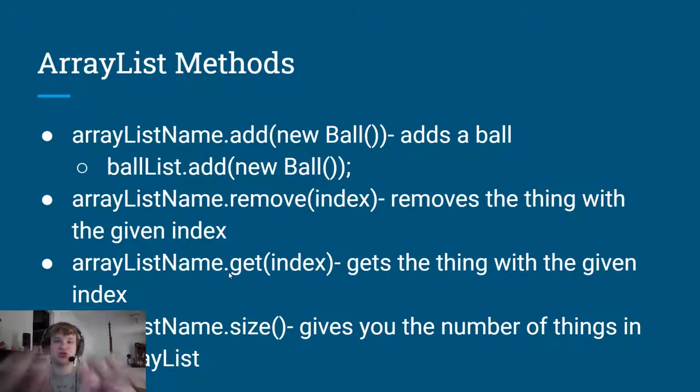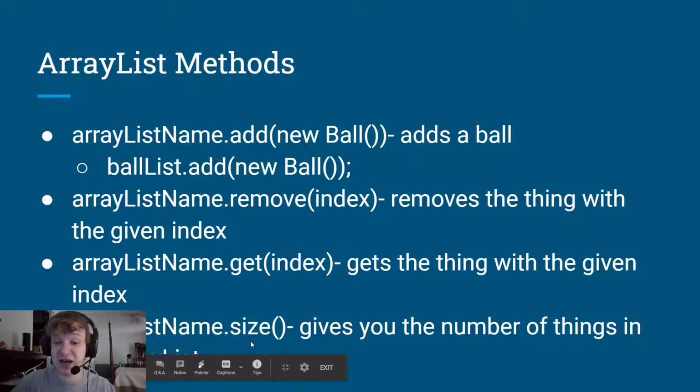Now, if you want to retrieve something from the array list, you would say your array list name .get, and then whatever index. So if you want to get the first thing and then do something with it, you would say, hey, my array list.get, the index of the first thing, which is 0, and then that will give you the thing. You can store it as a variable or something like that.